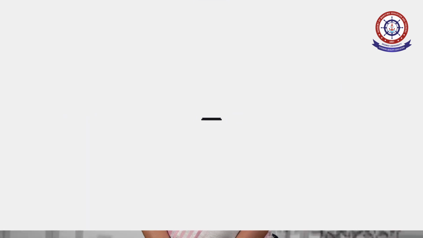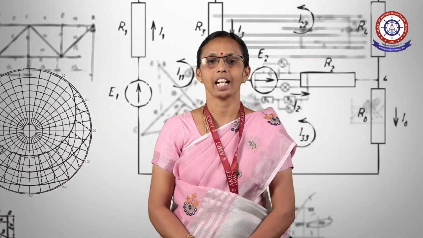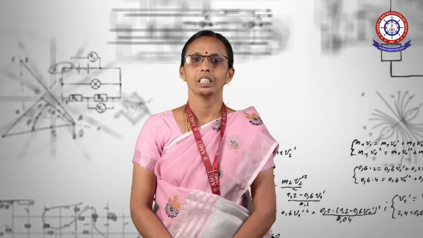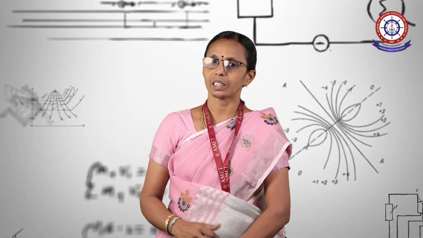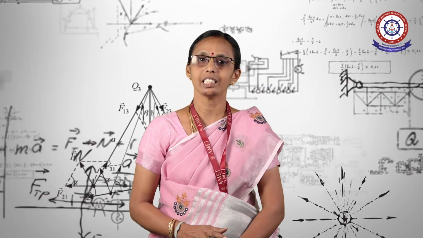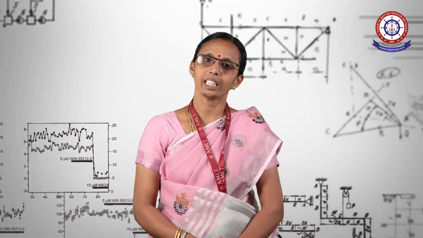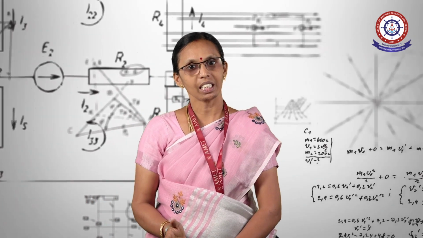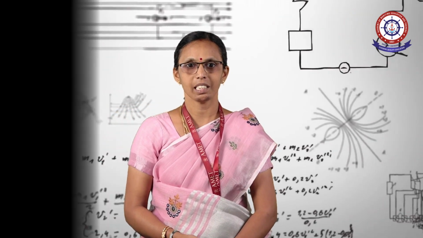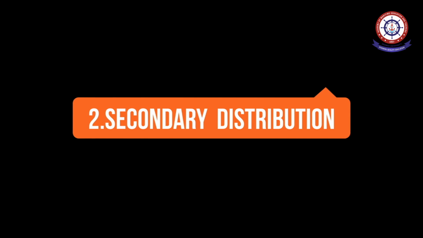A power system is the interconnection of various network components deployed to supply, transfer and utilize the electrical supply. A modern power system is broadly divided into three sections: generation, transmission and distribution. In transmission, we have two categories: primary transmission and secondary transmission. Even in distribution, we have primary distribution and secondary distribution.